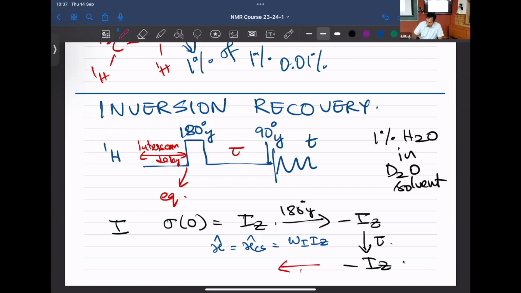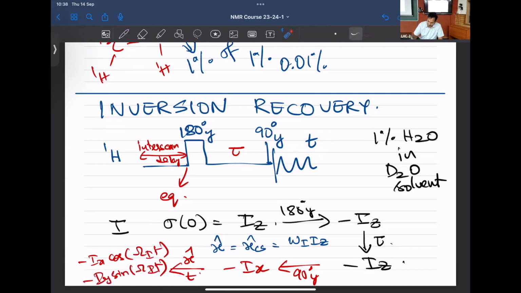And then you have a 90-degree pulse along Y. Go back and think about it. Therefore, it will be minus Ix. You started from Z, you apply a 90-degree along Y, it will be plus Ix. You started from minus Z, you apply the same 90 along Y, it will be a minus Ix. And you have a tau duration, during which only chemical shift will evolve. So you're going to get minus Ix cos omega I t minus Iy sin omega I t. So we have started from the equilibrium density matrix and finished up in the final density matrix where you will be able to get the chemical shift evolution.